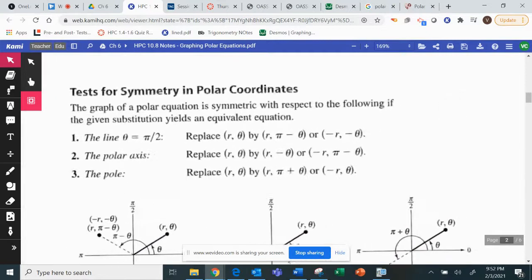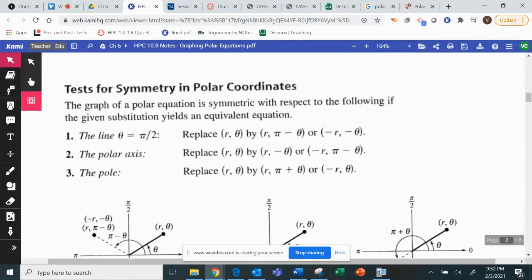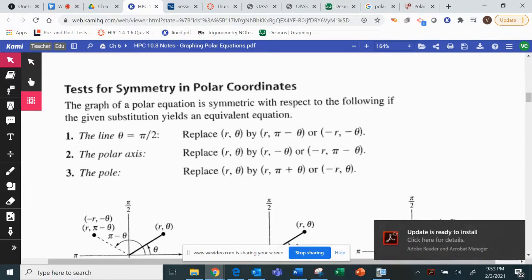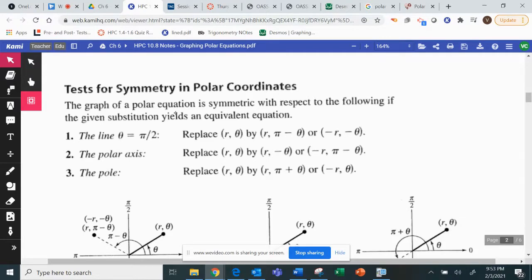We're going to graph these, and we can make it a little bit easier on ourselves by using shortcuts. Like if we know there's symmetry, then we can just find a few points rather than finding all of them. So there's 3 tests for symmetry. The first one would be to replace (r, theta) by either (r, pi minus theta) or (negative r, negative theta).